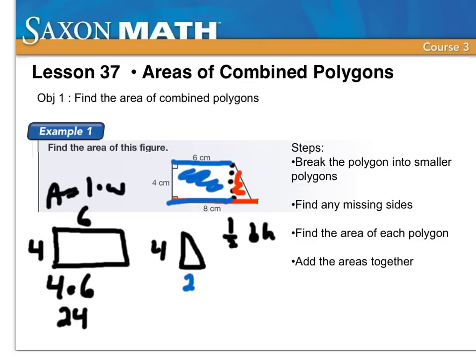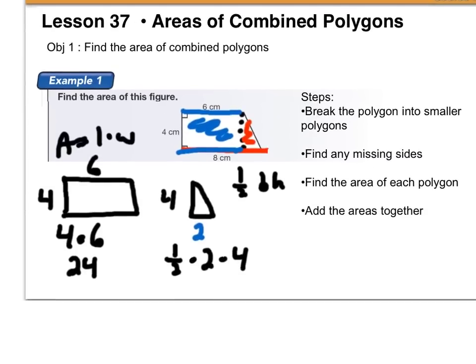Then for the triangle, it's 1/2 of the base times the height. So I'm going to take 1/2 times the base, which is 2, times the height, which is 4. Okay? Well, half of 2, that's 1, times 4 is 4. So the area of my rectangle is 24, and the area of my triangle is 4.